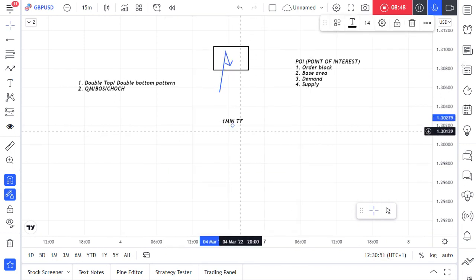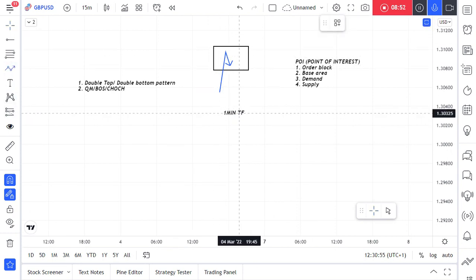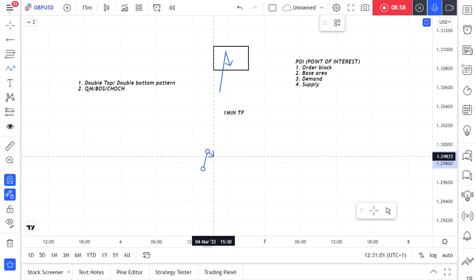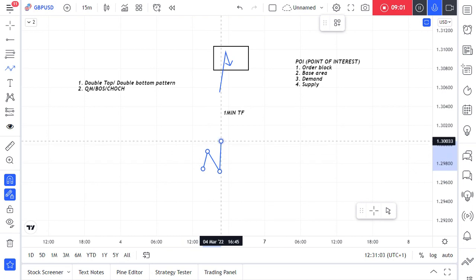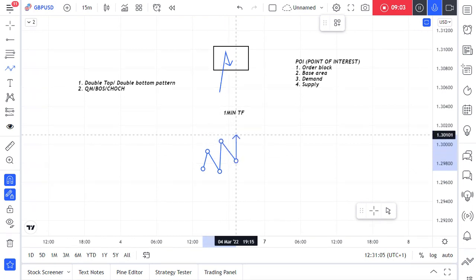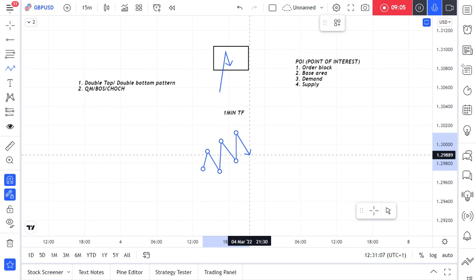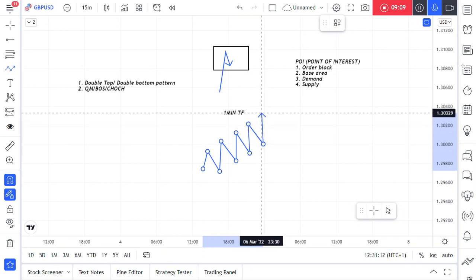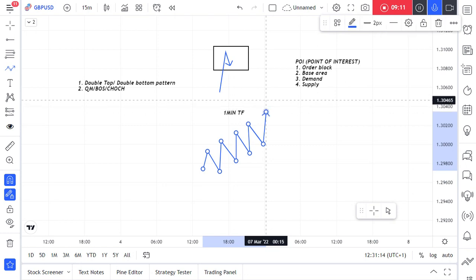Okay, now on the 1 minute time frame, this is what you will see on just this area. You start seeing price creating the high, low, a bullish structure: higher high, lower low, higher high, sorry, higher low, and so on and so forth. Okay, so this is what you have on the 1 minute time frame.